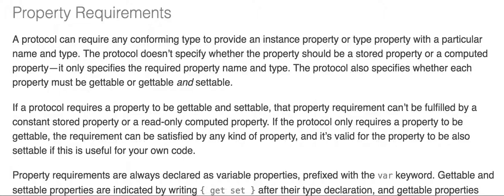If a protocol requires a property to be gettable and settable, that property requirement cannot be fulfilled by a constant stored property or a read-only computed property. If the protocol only requires a property to be gettable, then the requirement can be satisfied by any kind of property, and it's valid for the property to be also settable if this is useful for your own code.